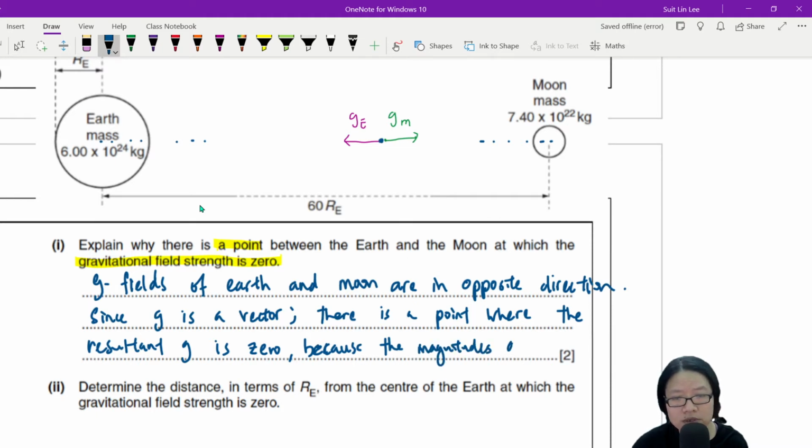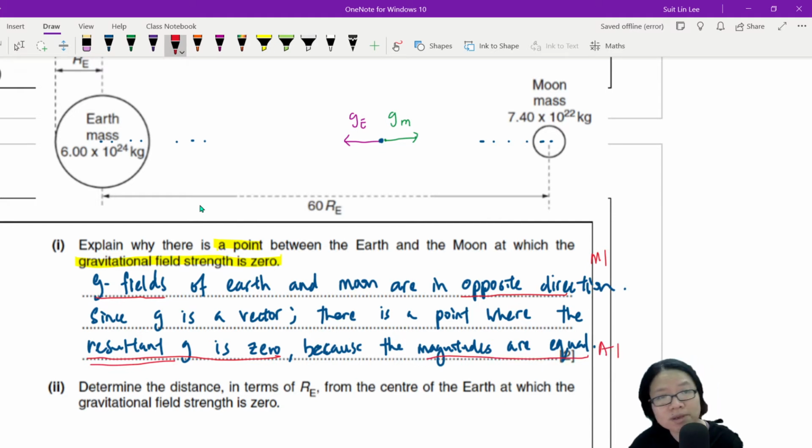The magnitudes are equal. So where are the marks? Number 1, you talk about how the gravitational fields are in opposite direction. This is the M1 mark. And because G is a vector, you need to mention that the resultant is 0. So the term resultant is important. When the magnitudes are equal, this is A1. So they cancel out, something like this.